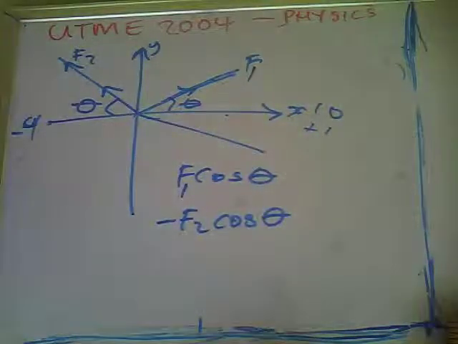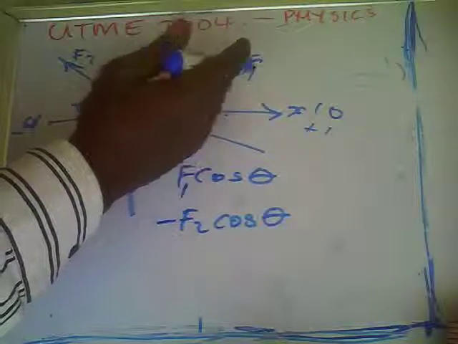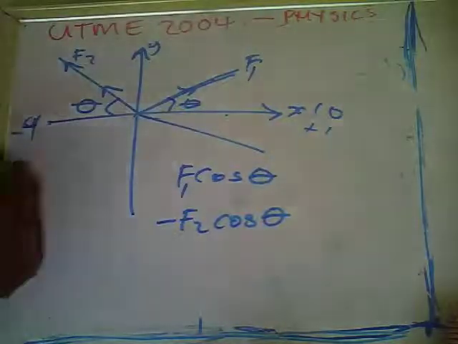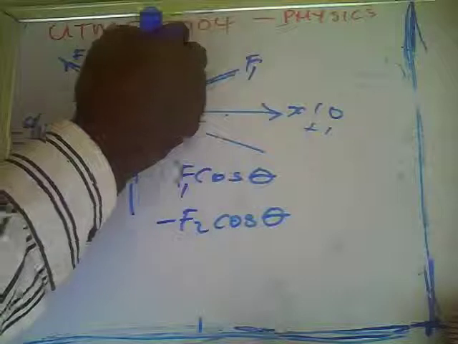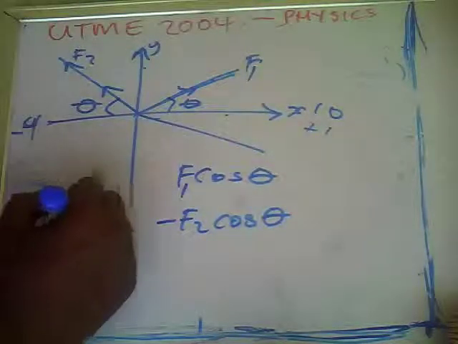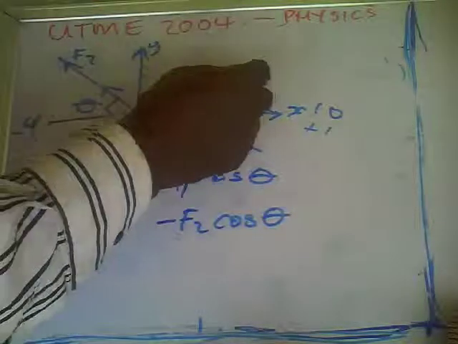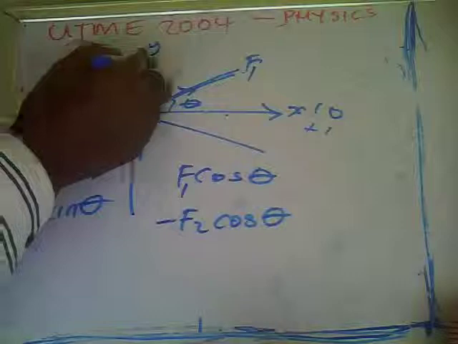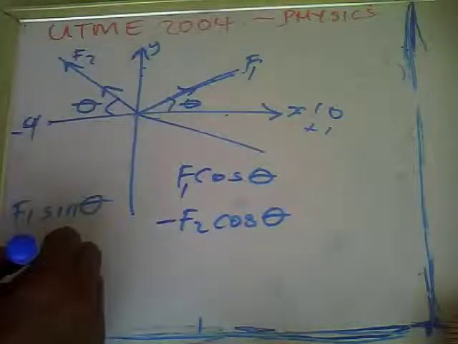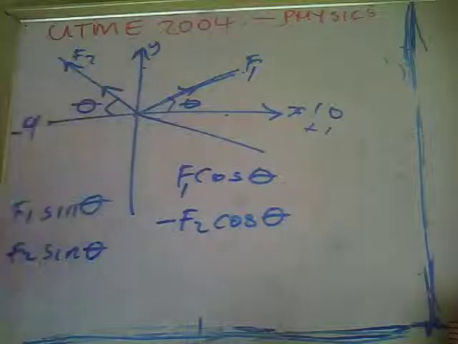You may want to ask me, what if we want to find the total force along the vertical? Now, finding F1 along the vertical is going to be what? F1 sine theta, right? Okay, it's going to be F1 sine theta, and this one too is going to be what? F2 sine theta along the vertical. Okay, you have to understand it.